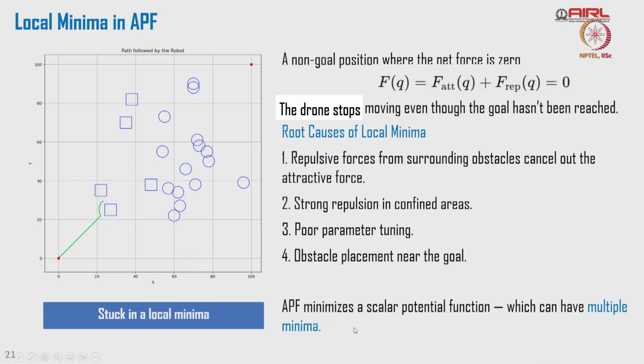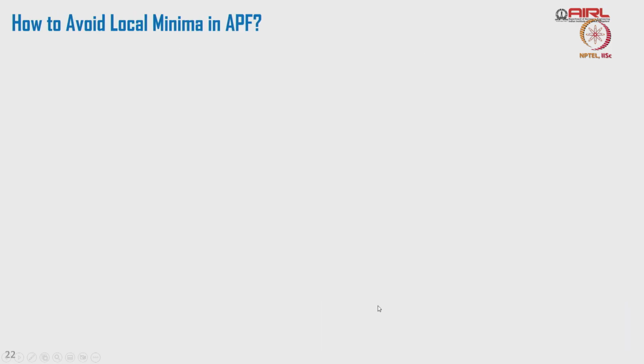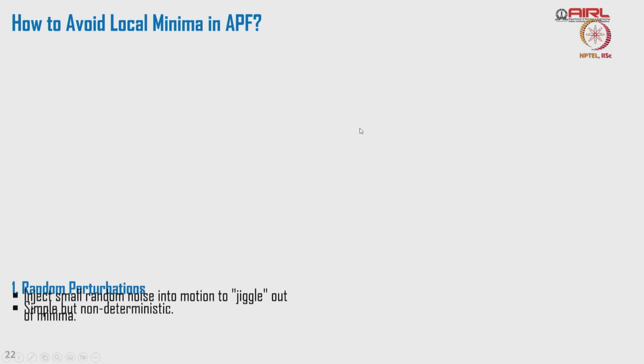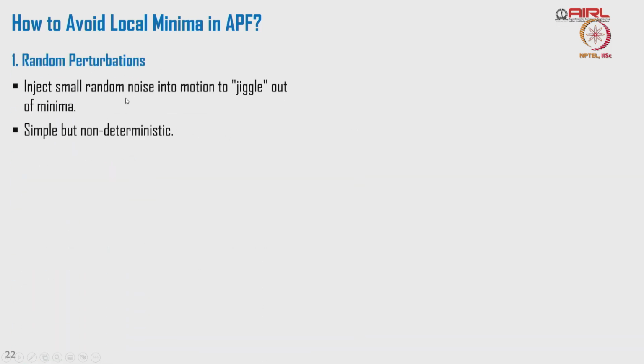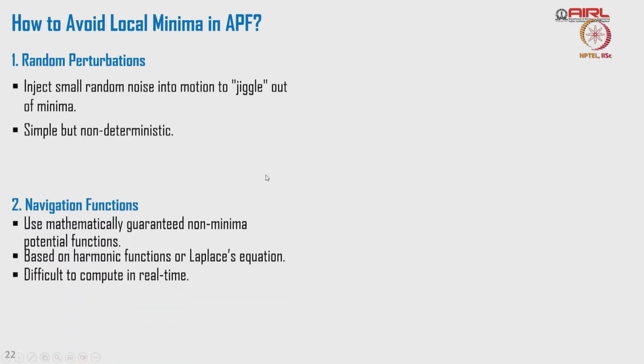Right? What does APF do? APF minimizes the scalar potential function, which can have multiple minima. Right? How do we avoid the local minima in APF? You can do random perturbation. Whenever you get stuck, you can perturb randomly. You can inject random noise so that the motion is perturbed, and that perturbation may help you, right? But it's non-deterministic.